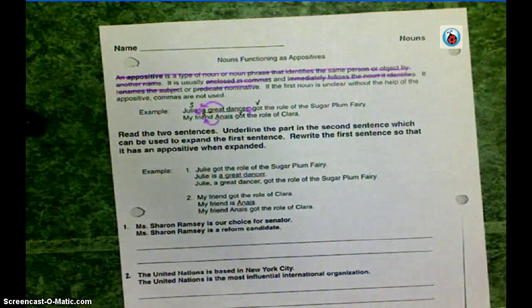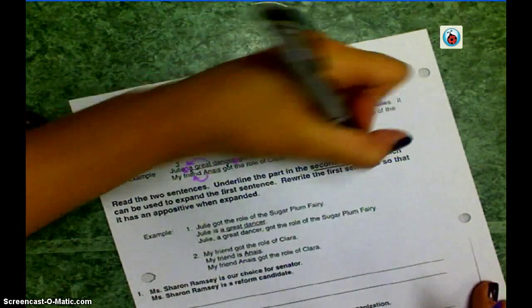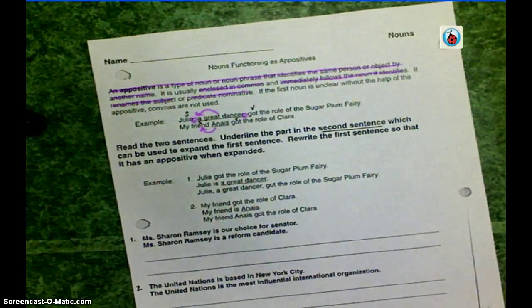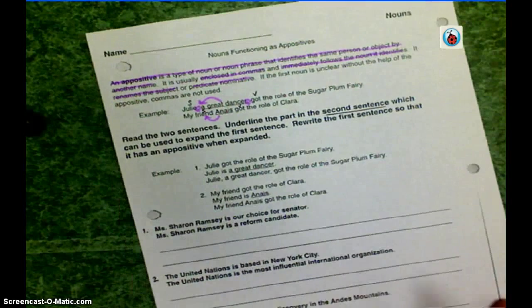All right? So what we're going to do, ladies and gentlemen, is read the two sentences, underline the part in the second sentence which can be used to expand the first sentence, and then rewrite the first sentence so that it has an appositive. I'm going to go ahead and underline what I'm going to do: underline the part in the second sentence which can be used to expand the first, and then rewrite.